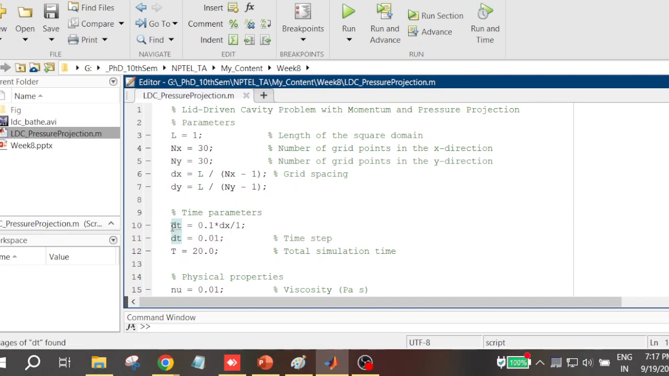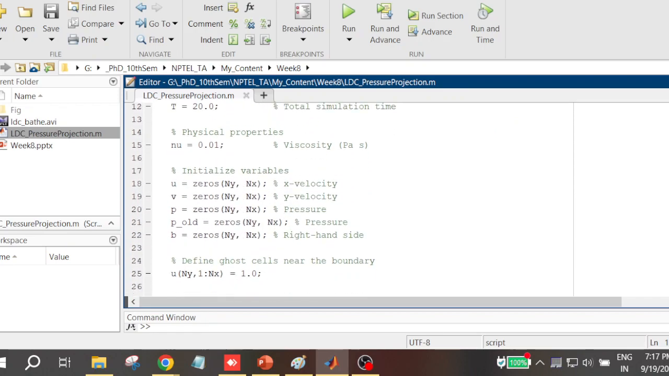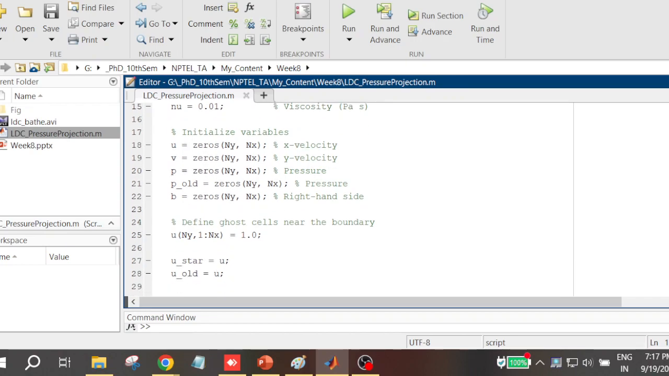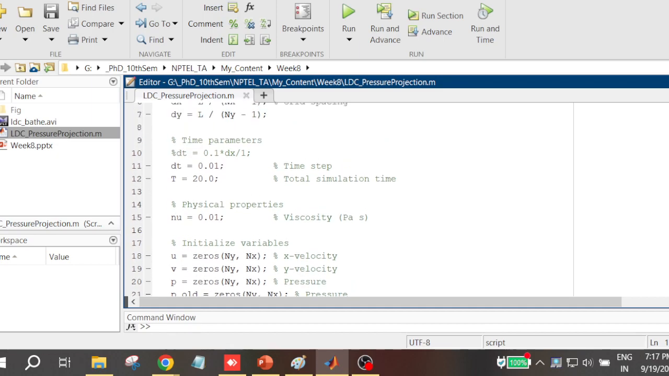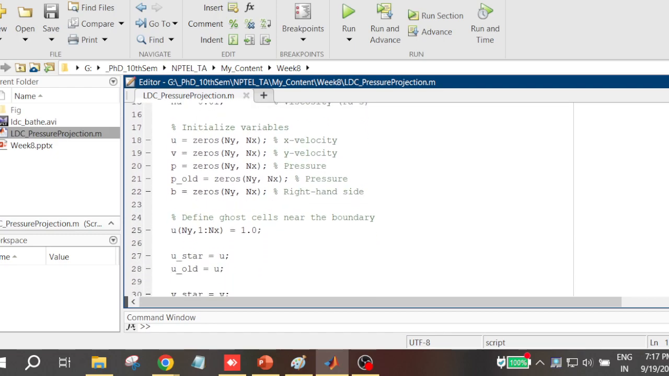But here, just so that I get smooth results, just for understanding, I have taken a fixed value. And nu is nothing but your kinematic viscosity, which I have set to 0.01. Now the Reynolds number you can see will become 100. Why? Because the length is 1, the velocity of the lid is 1, and the kinematic viscosity is 0.01. So 1 by 0.01, the Reynolds number is 100 for my flow.